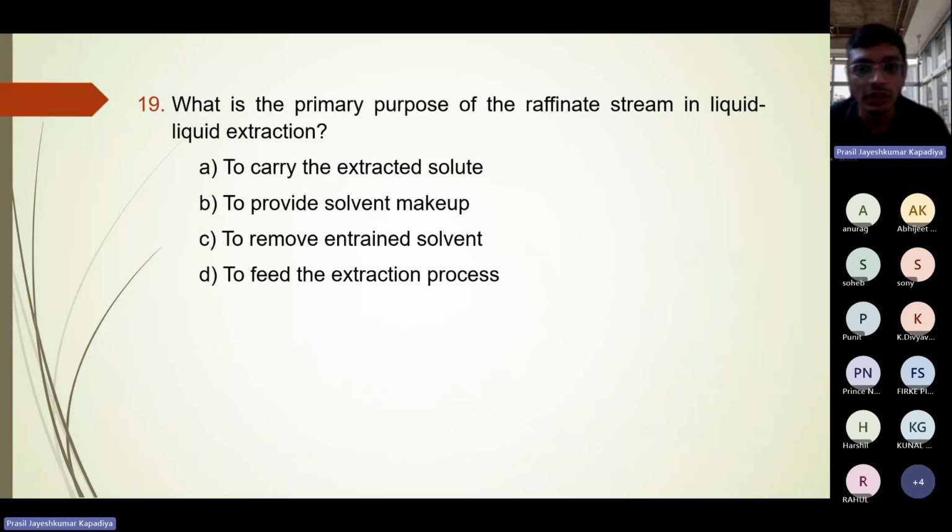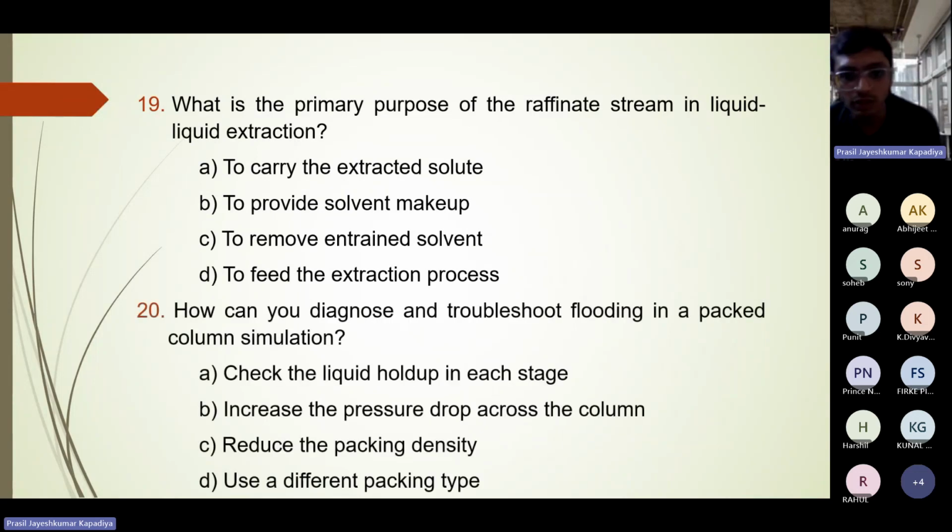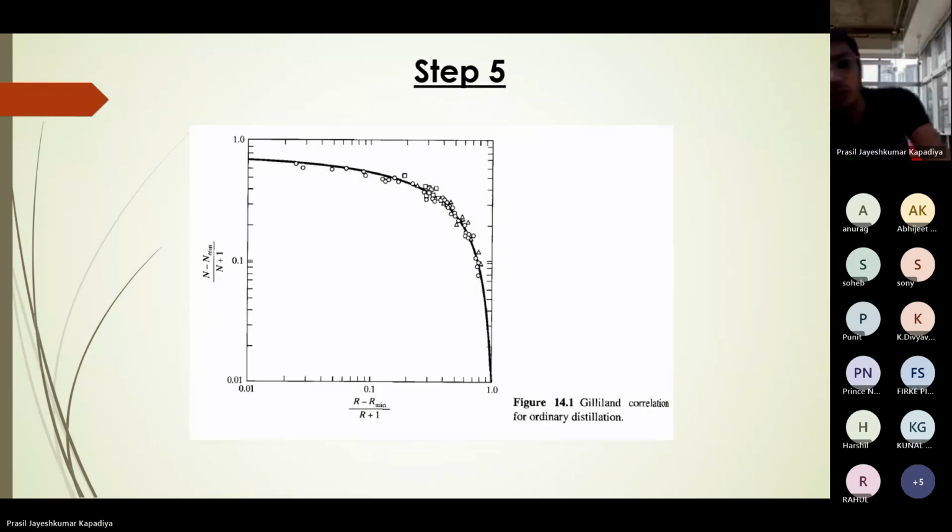Okay, so question 19, what is the primary purpose of raffinate? Okay, this is done. How can you diagnose... okay, this question is again repeated. So it's done. Thank you.